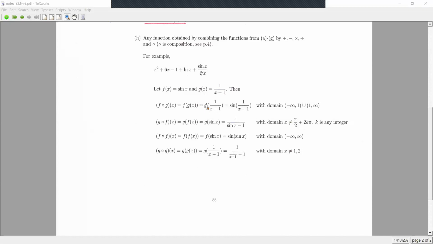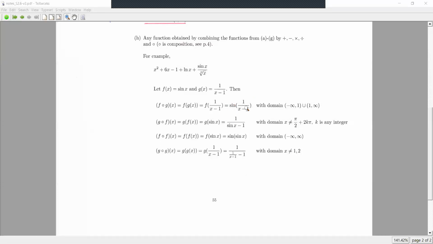How to get f of 1 over x minus 1? In this equation, replace the 2x by 1 over x minus 1. Then we have this equation. This function is f composition with g.